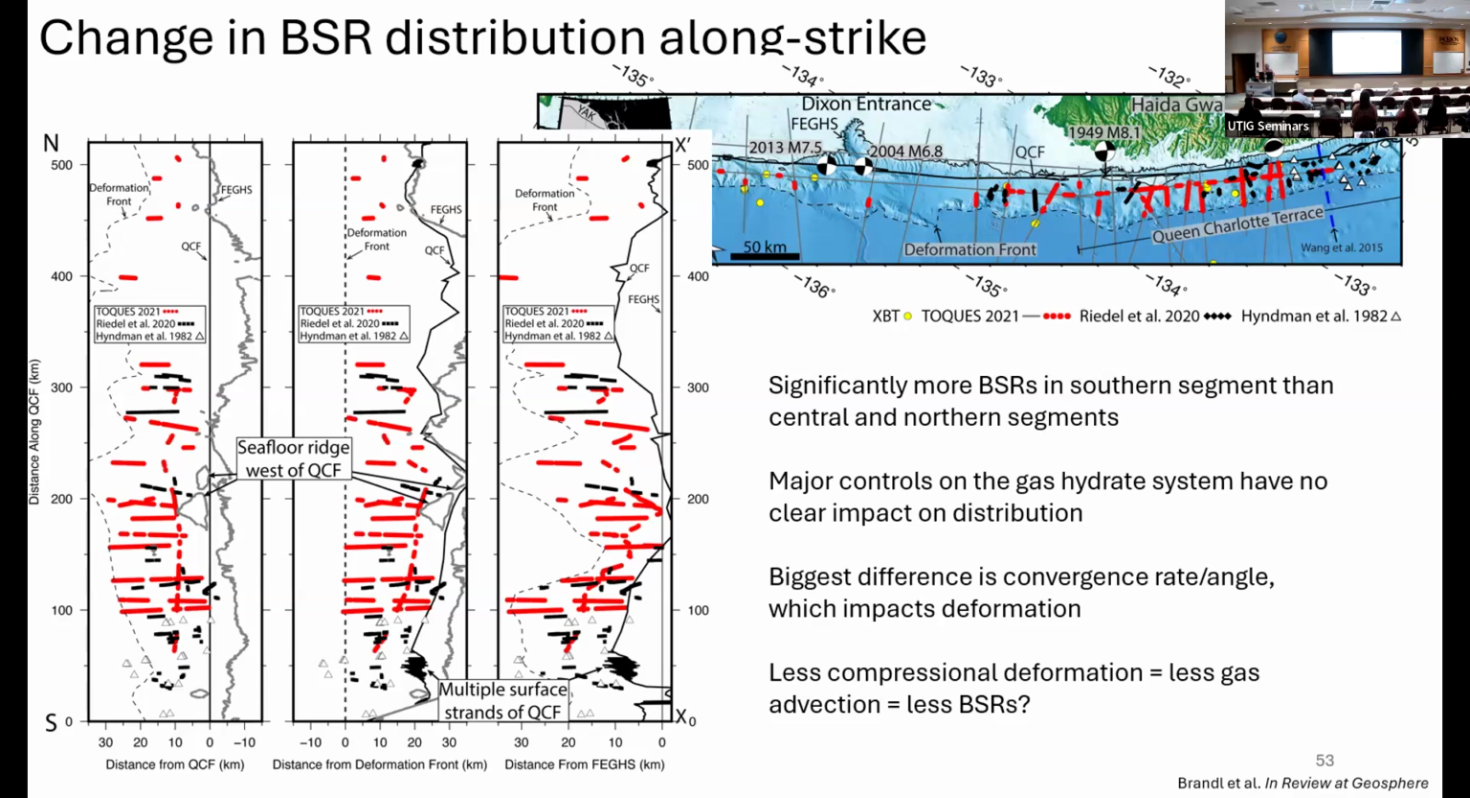We have much less convergence in the northern section. So it's been suggested that less compressional deformation in the northern part of the plate boundary would lead to less gas advection and therefore fewer BSRs in the study area, as we really only see the BSRs in the northern portion of the study area on these isolated thrust faults. They're not as widespread as in the Queen Charlotte Terrace.